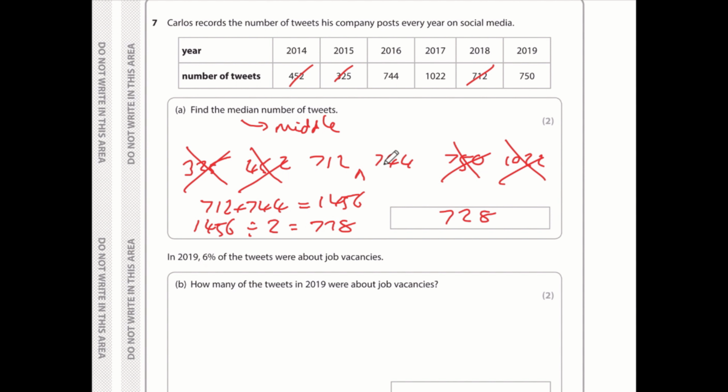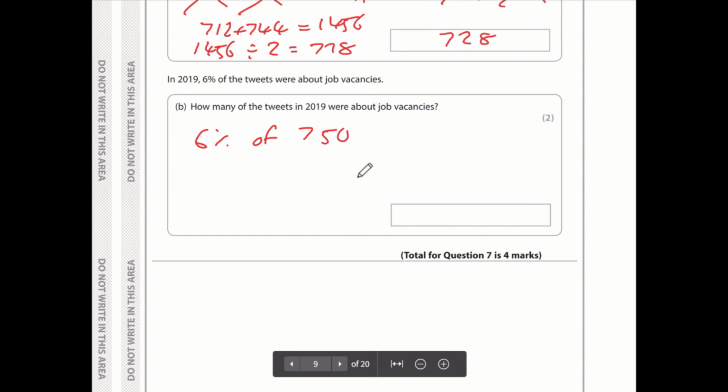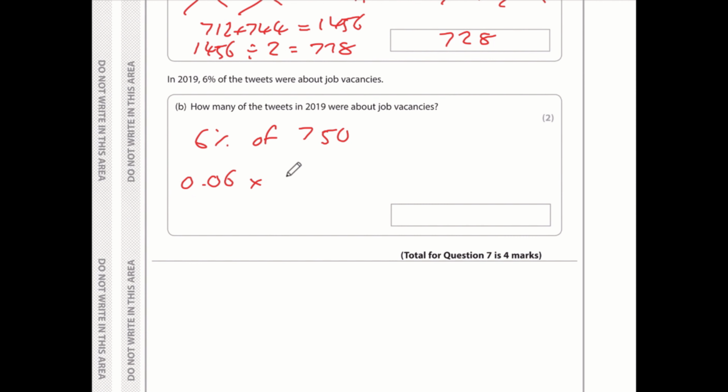In 2019, 6% of the tweets were about job vacancies, so we need to work out 6% of 750. Now, to work out a percentage of a total, we need to use a multiplier, which is the decimal equivalent of the percentage. So in other words, it's this number divided by 100, so 0.06 multiplied by 750, and that comes to 45.